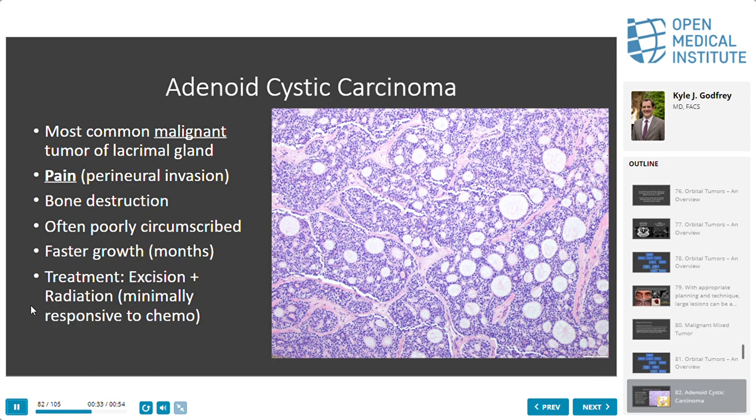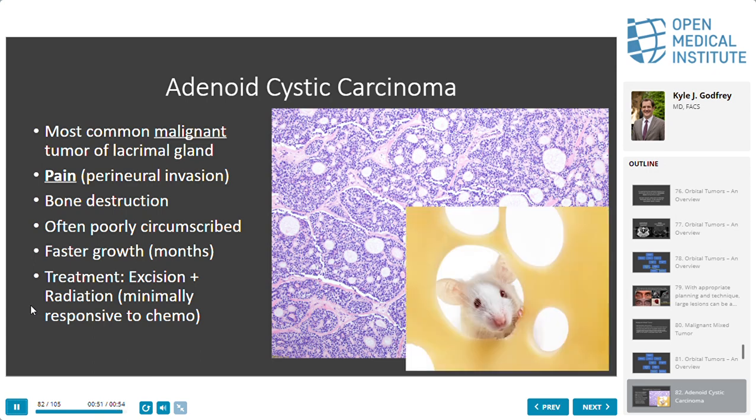And the treatment is a little bit controversial, but the goal is you want to remove as much as you safely can, and these tend to be treated with radiation afterwards. They don't tend to be very responsive to chemotherapy. This histopathologic pattern has been described as a Swiss cheese pattern. You can see these vacuoles and holes, and just a picture of a mouse eating some cheese.